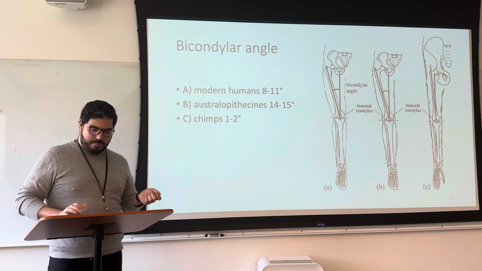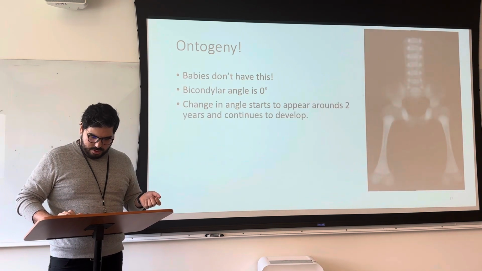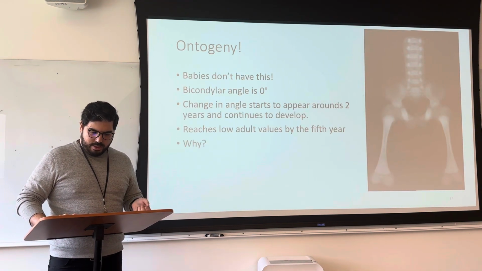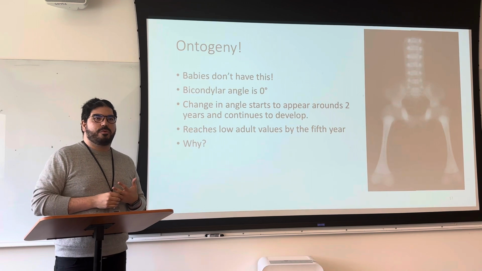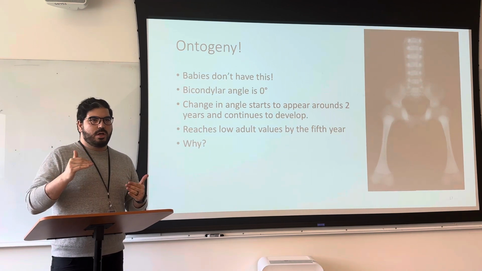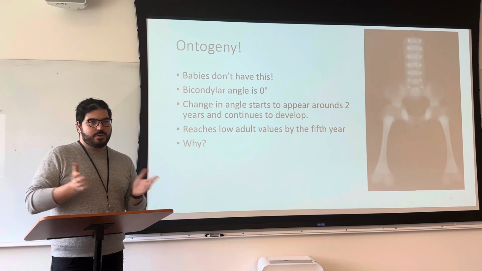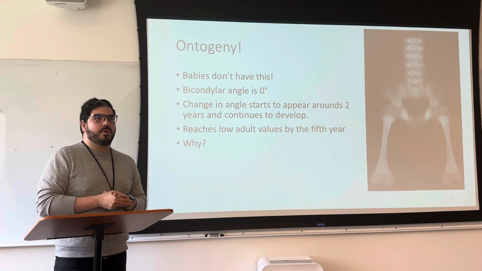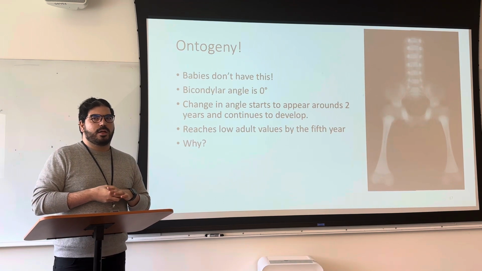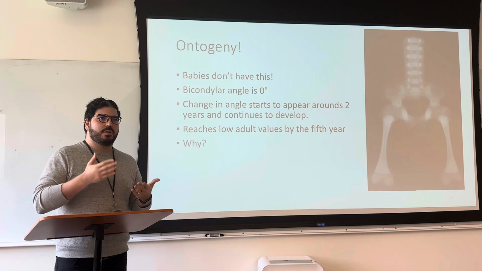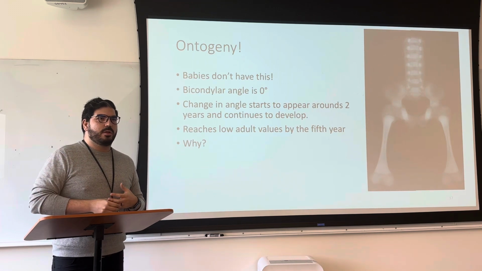As we saw in, what was it? Here, by the age of 5, they have already reached the low adult angles, the bicondylar angle. So they've already developed how they're going to be walking.